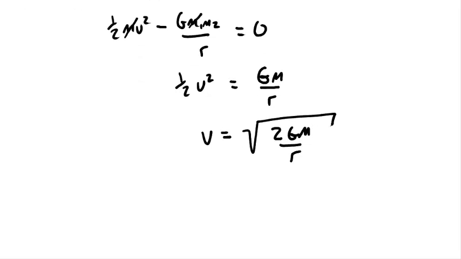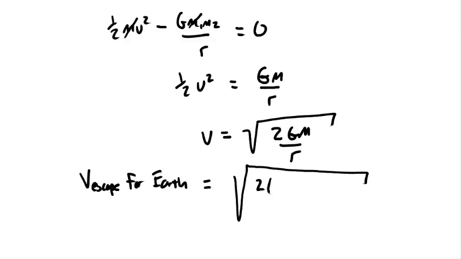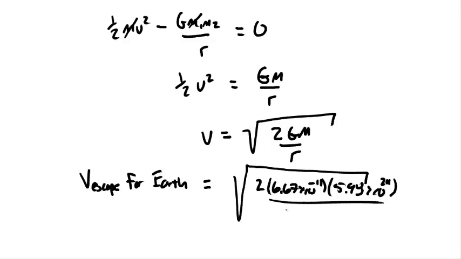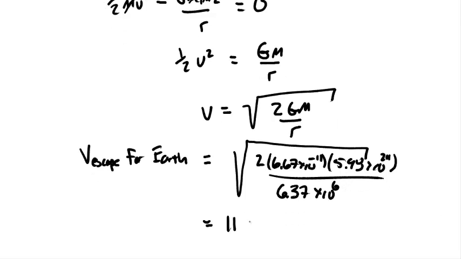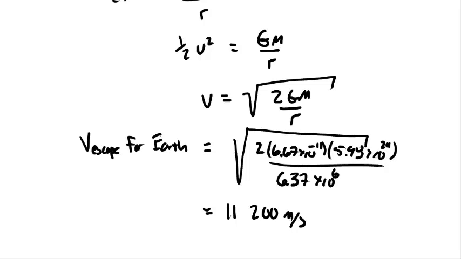So if we want to do a quick example here, escape velocity for Earth is going to be equal to the square root of 2 times 6.67 times 10 to the minus 11 times 5.98 times 10 to the 24, divided by 6.37 times 10 to the 6, and that gives us 11,200 meters per second. And that's how fast you'd have to go leaving the surface of the Earth to make it off into space.